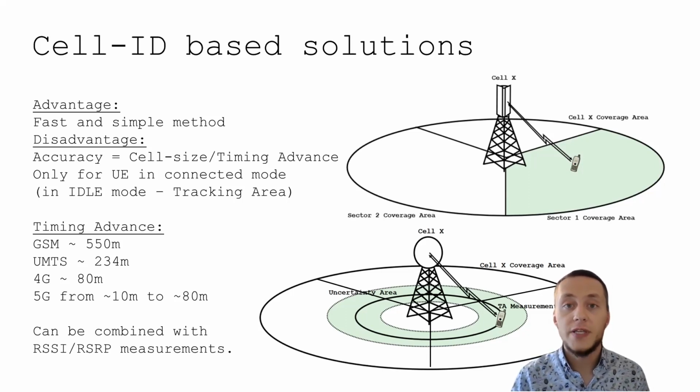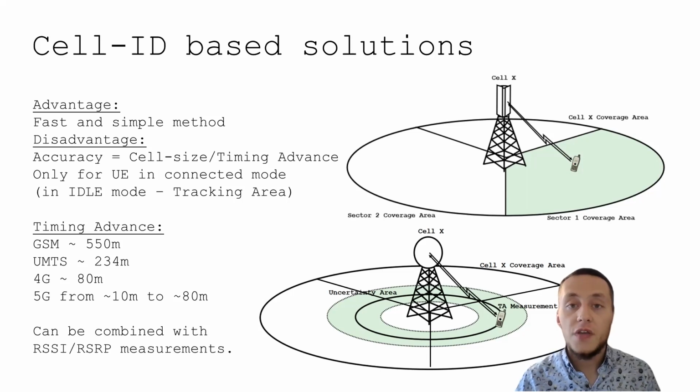We can see how timing advance in meters differs for each standard, and those measurements can be combined with RSSI and RSRP measurements in order to narrow the area of uncertainty and make a more accurate estimation of user equipment position.